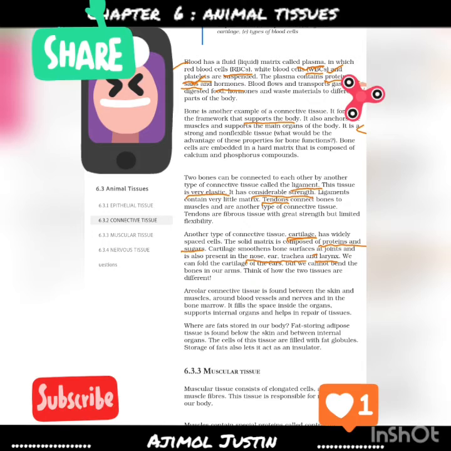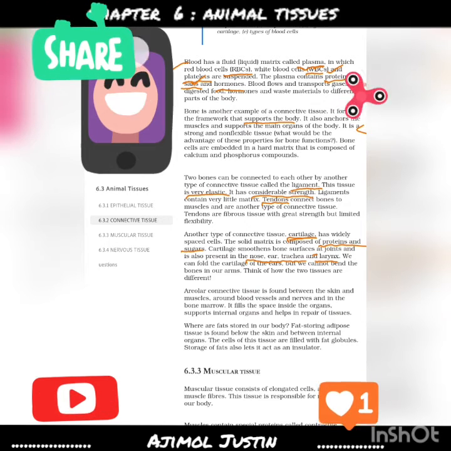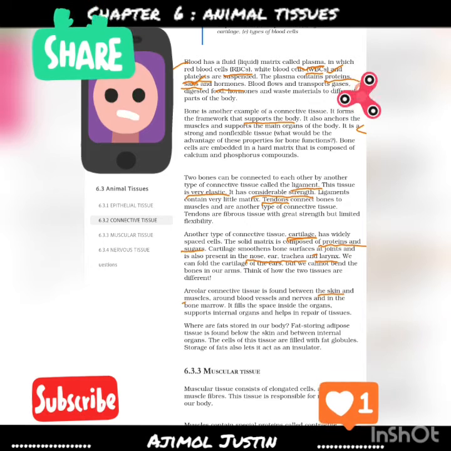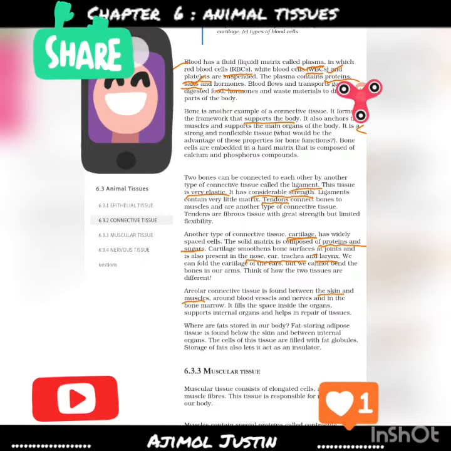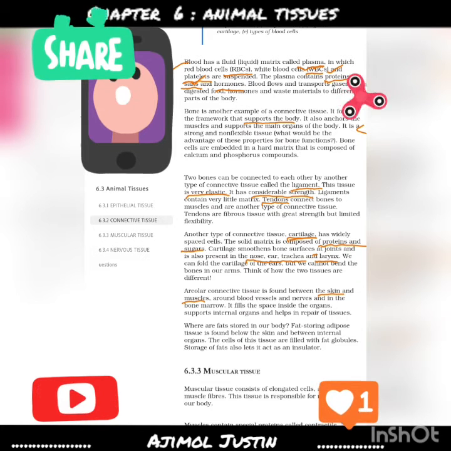Okay, now next one is areolar connective tissue. They are found between the skin and the muscles. So under the skin and before the muscles, areolar connective tissues are found, and blood vessels and nerves, they all are in this areolar connective tissue. Around the blood vessels they are found, and nerves also.